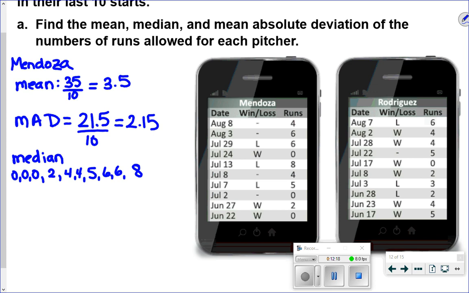So for the median, I can cross them out or check them off side to side. When I do that, I end up getting the numbers in between the 4 and the 4, and that's going to be a median of 4 for Mendoza. Go ahead and pause the video and try the same thing for Rodriguez. Find the mean, find the MAD, and find the median.